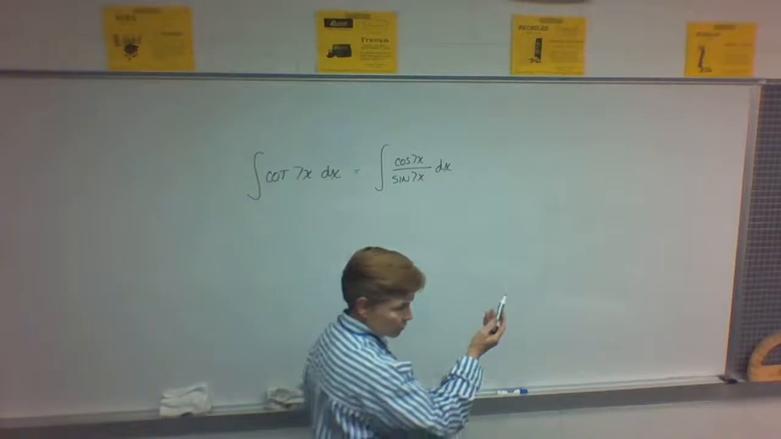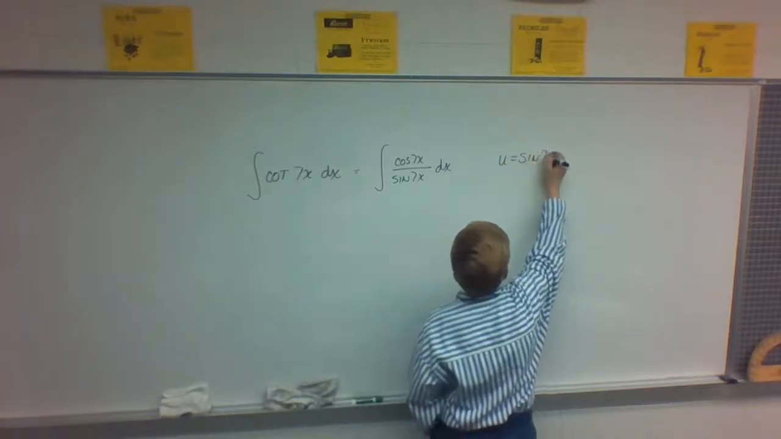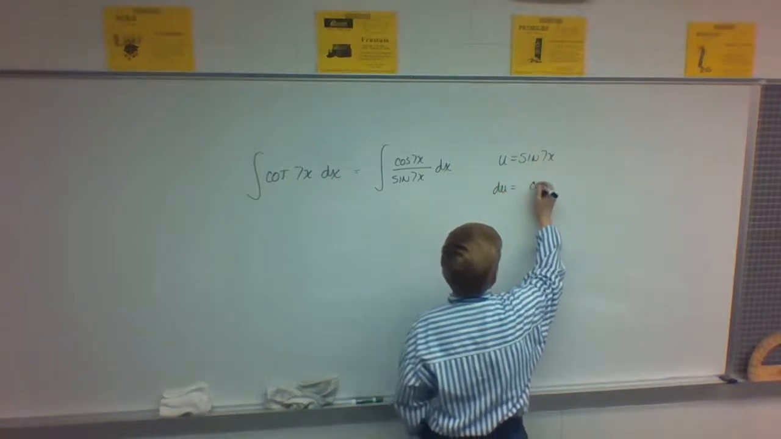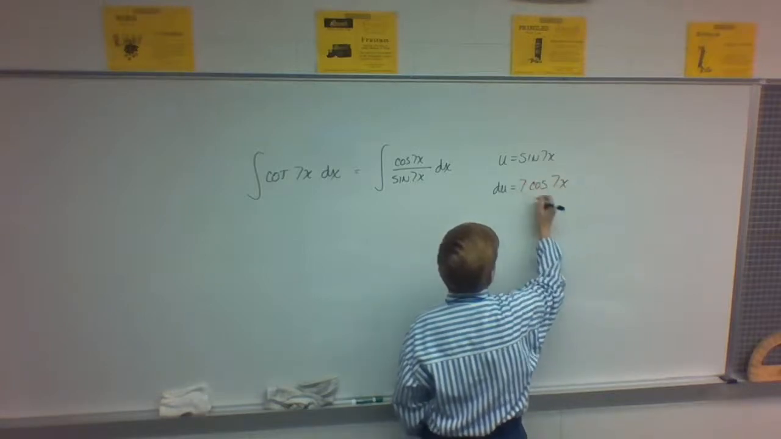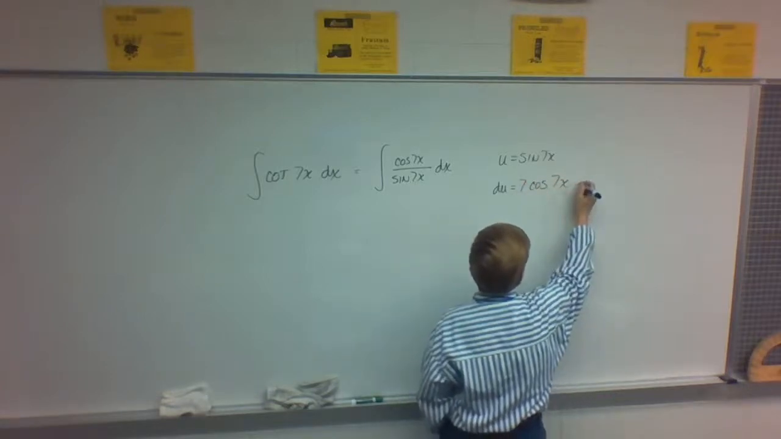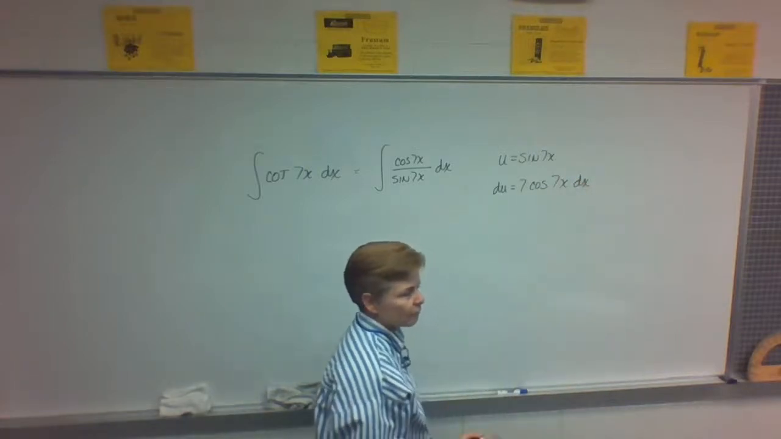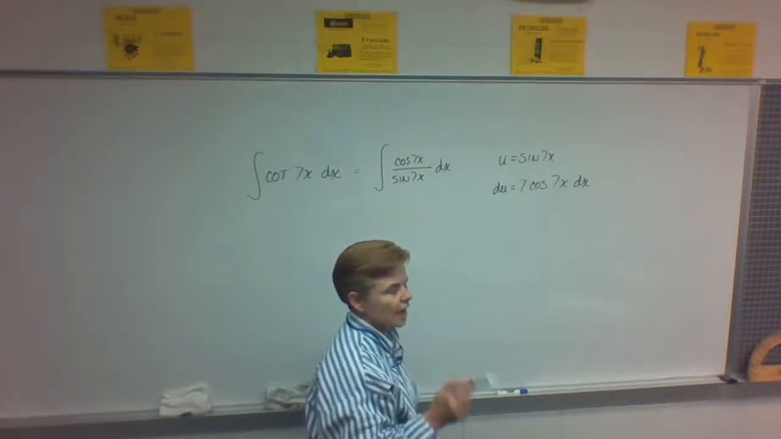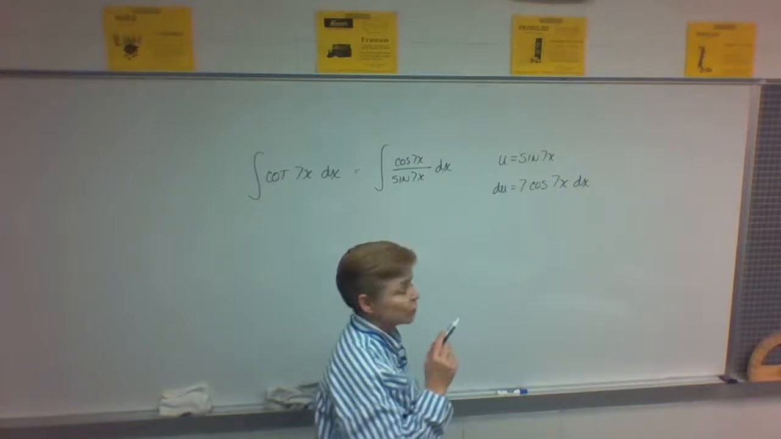So if I let u equal sine 7x, then what is du? Cosine 7x times 7 dx, right? It's sine to cosine that doesn't have a sign change. We're deriving sine and getting cosine. We're applying the chain rule, that's where the 7 came from.